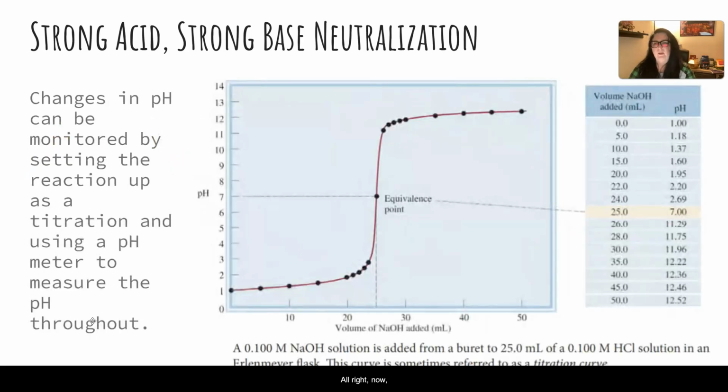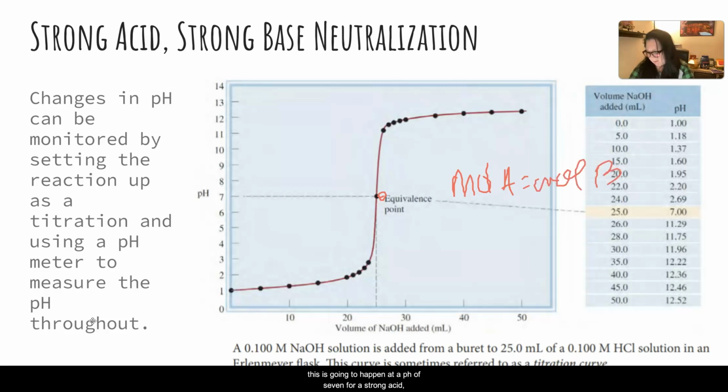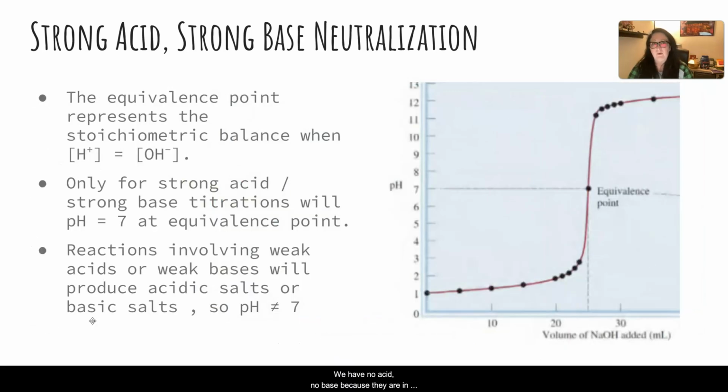All right. Now, strong acid, strong base neutralization. We have discussed this already. So at the equivalence point, which is right here, which is where our moles of acid equal our moles of base, this is going to happen at a pH of 7 for a strong acid, strong base neutralization. Okay. Why? Well, because we have a neutral salt. Okay, so that's the main thing. We have no acid, no base, because they are in the form of water.